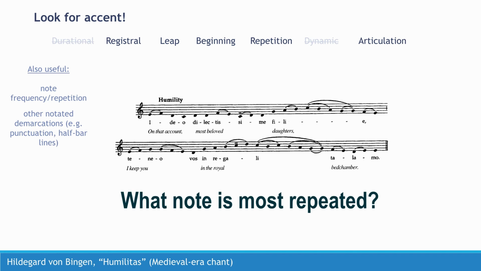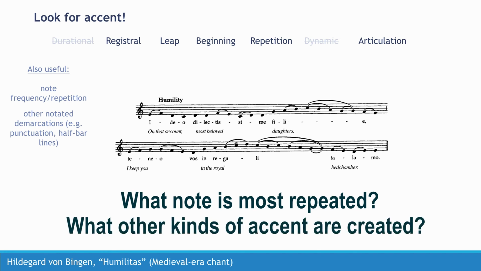What note is most repeated? What other kinds of accent are created? Take a minute to work that out.